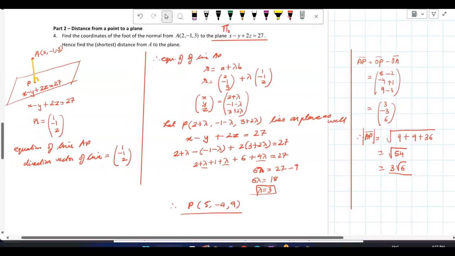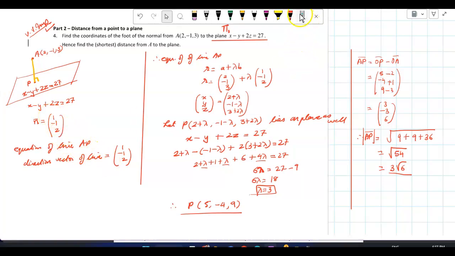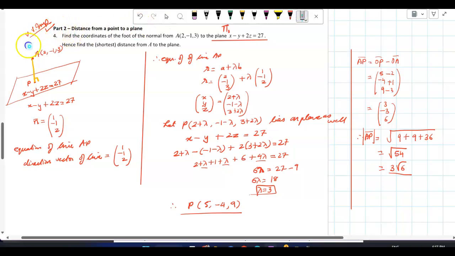Important, huh? Again, very, very important. There are a lot of steps that came in actually. So let me repeat what happened. The coefficients became the normal vector. First, you found the equation of the line. The normal vector became the direction vector of the line. So you know your point and you know the direction vector. Correct? So R is equal to A plus lambda B. Substitute that. Correct? You will get your x, y, z.